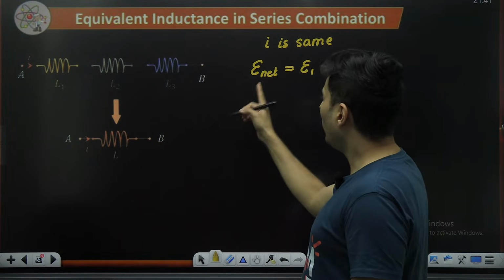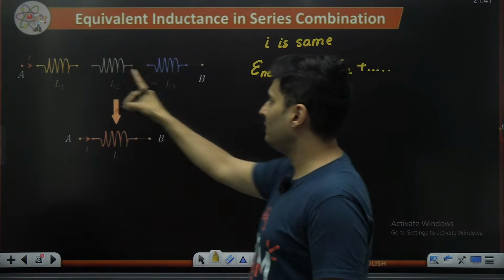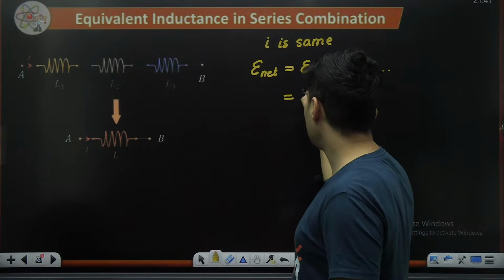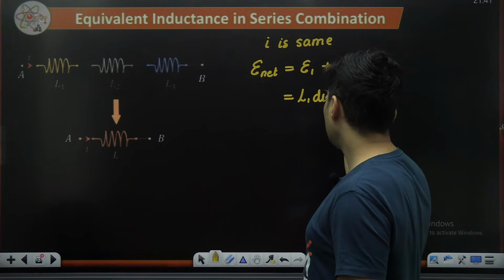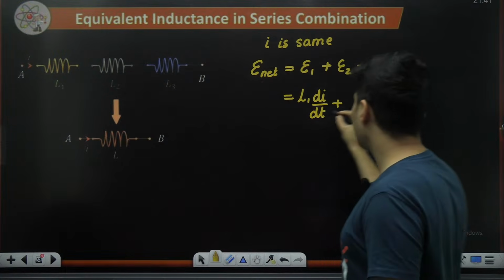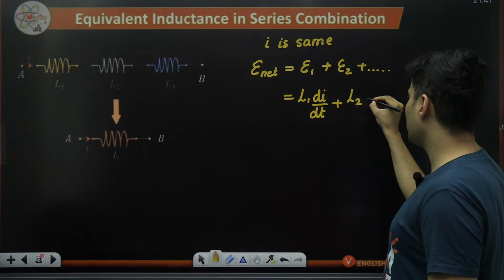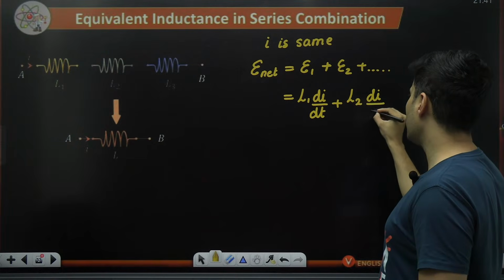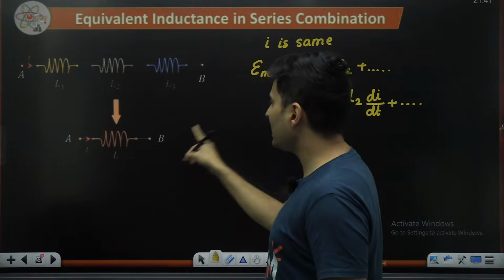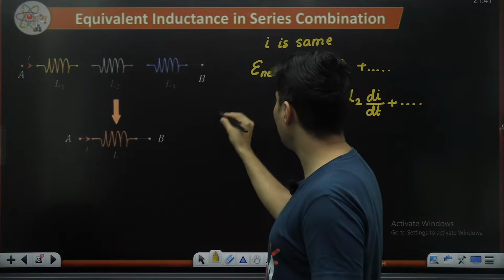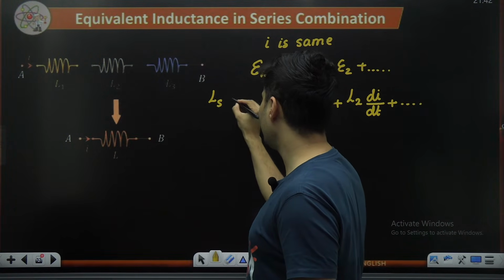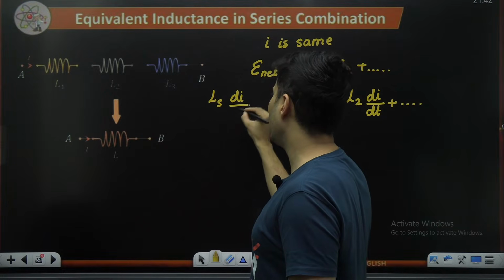Correct? What is EMF across the first inductor? Use the formula L di by dt. Yes, inductance into di by dt. EMF across the second inductor will be the second inductor's value into the rate of change of that current. Like that, so many terms will be there. The net EMF in that net inductance will be the net inductor value, which I will call LS, into di by dt.